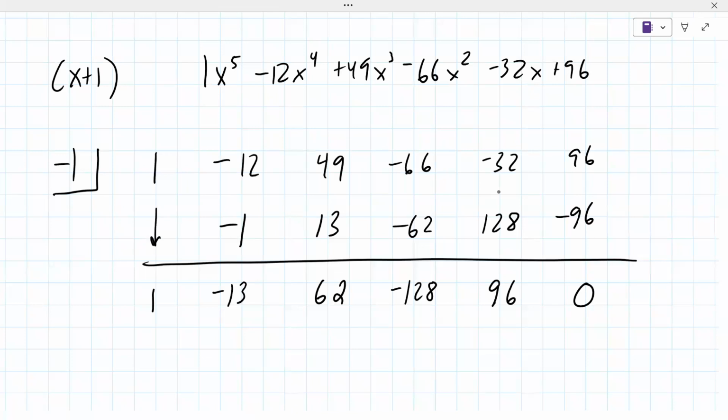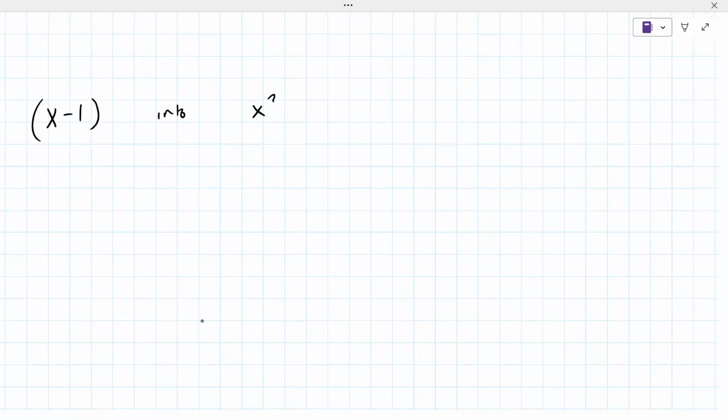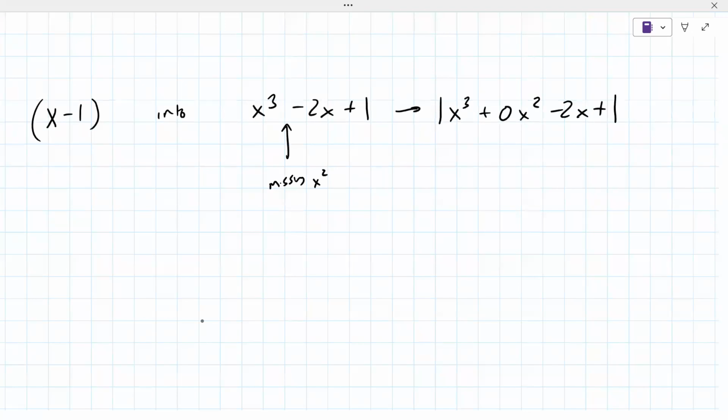So let's try one now with smaller numbers, with another little wrinkle, things you might see in this class. They might ask you x minus 1 into x cubed minus 2x plus 1, something like that. Now, this is missing the x squared. You see that that's missing. So you're supposed to know to rewrite this as 1x cubed plus 0x squared minus 2x plus 1.